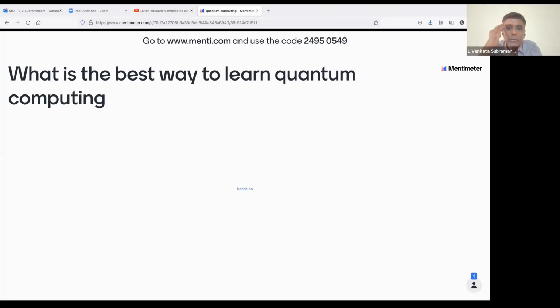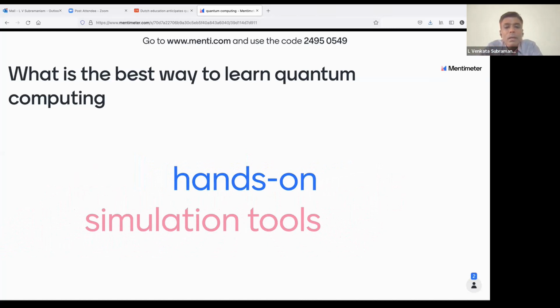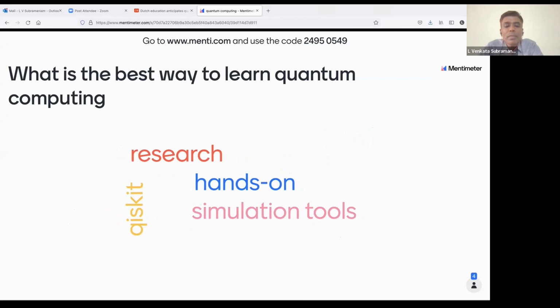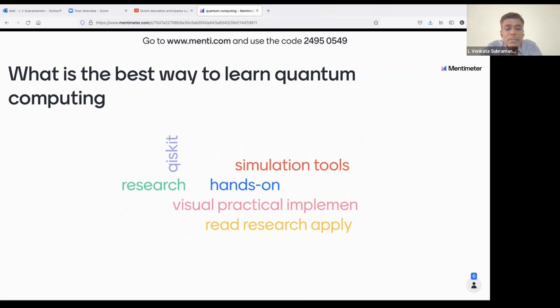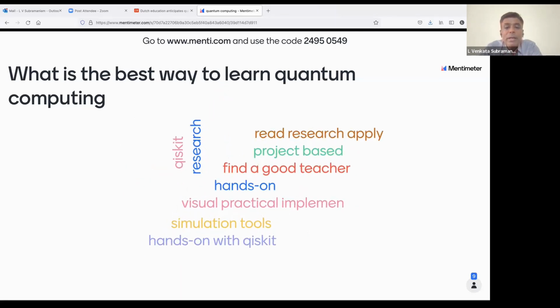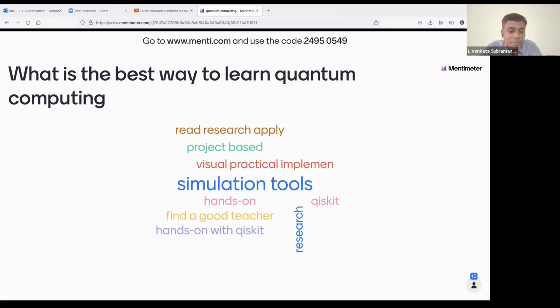Because I know you learn a lot of high technology things. So hands-on, simulation tools, research, visual practical implementation, read, research and apply, Qiskit. Okay. Okay, so find a good teacher. Okay. Hands-on with Qiskit, project-based.